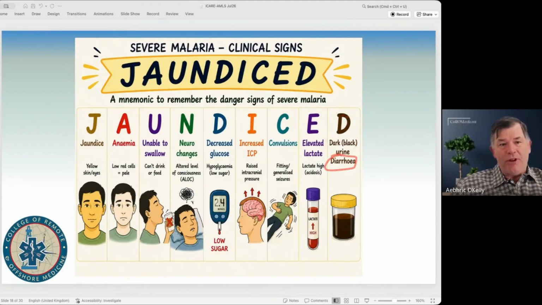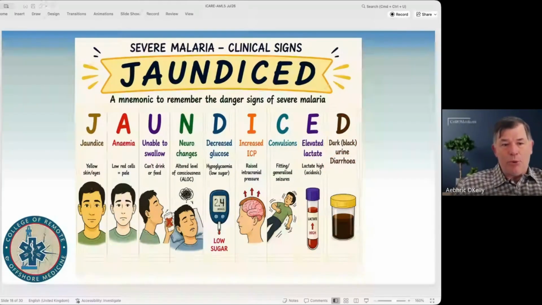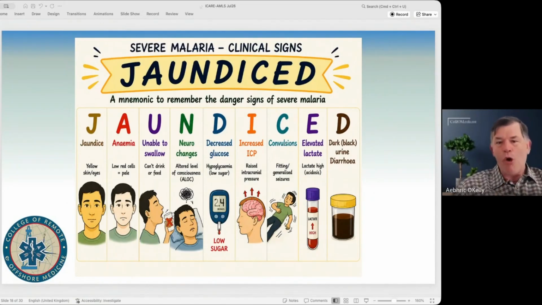So you have both of these under D. So prolific diarrhea, and the urine is black because of all of the blood cells being eaten and broken down. So the merozoites will just take over a blood cell, make a big merozoite factory, and destroy the hemoglobin and everything in it. And that byproduct is going to make the dark wee. Good. So I use JAUNDICED to help me remember all of these things.